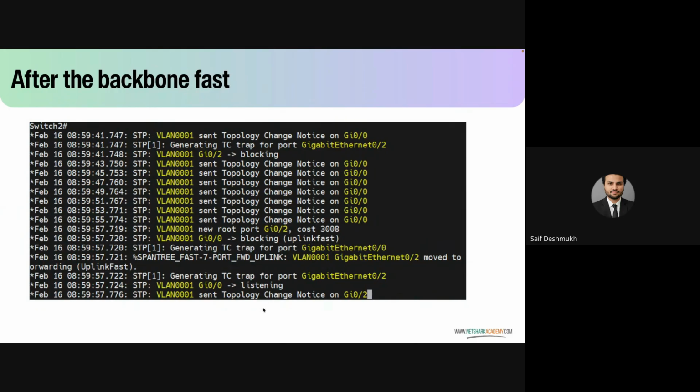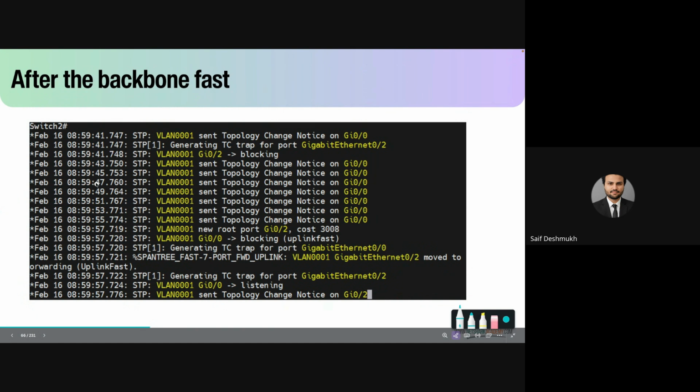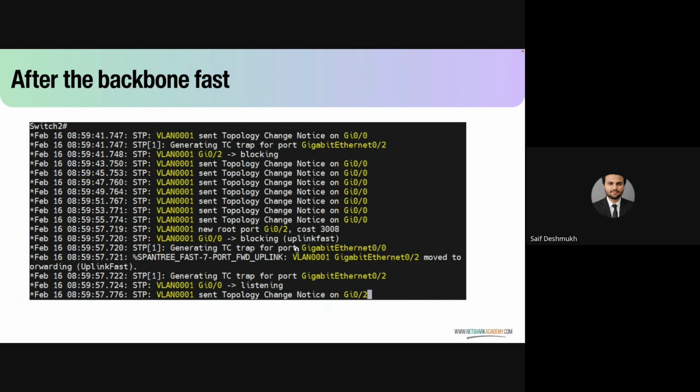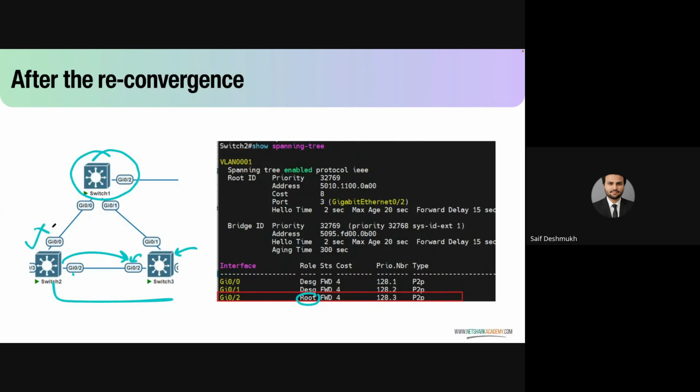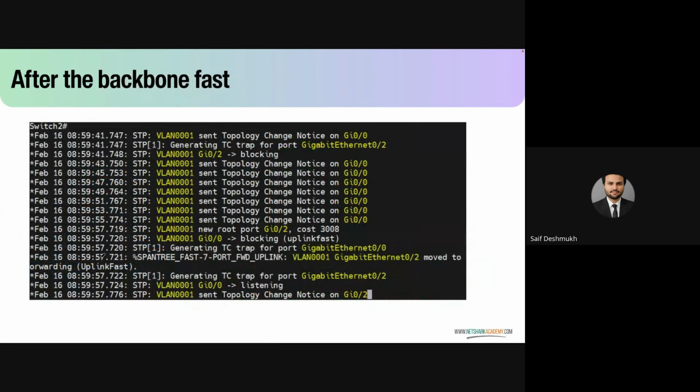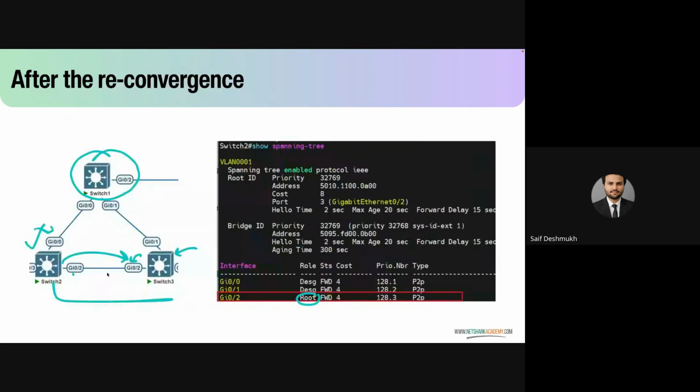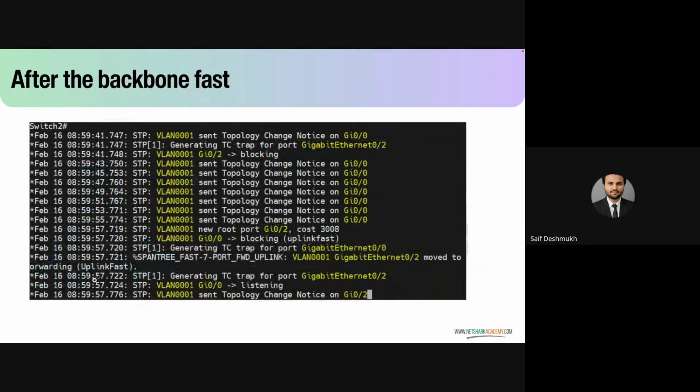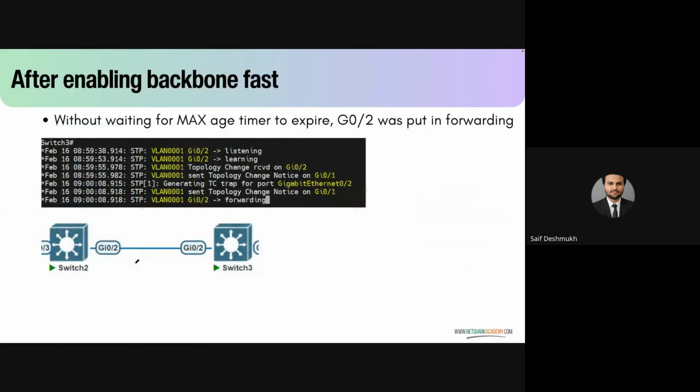So this is switch 2. Gigabit 0/0 to blocking. I think I turn on this interface later down the line. Here I have enabled backbone fast on switch 3. As a result, immediately when this guy sends the BPDU claiming that I've lost my root bridge, my king, and I am the king now, it immediately skips the max age timer. But it still has to go through the listening and learning.